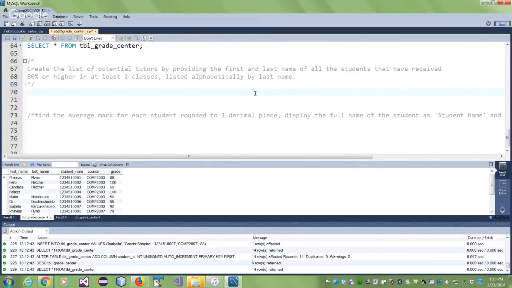Now let's see this. Let's logically think about it. It says create a list of potential tutors by providing the first and the last name of all students that have received 80% or higher. So let's say name, and we'll concatenate it. That have received 80% or higher in at least two classes listed alphabetically by, oh, can't do that because I'm saying listed alphabetically by last name. Can't change my question. The question is already done. I was hoping I could show you concatenation.